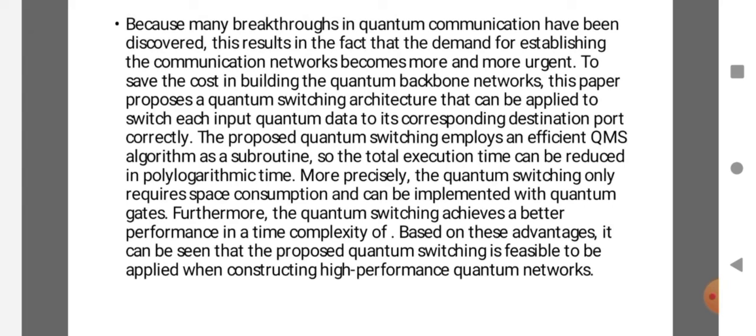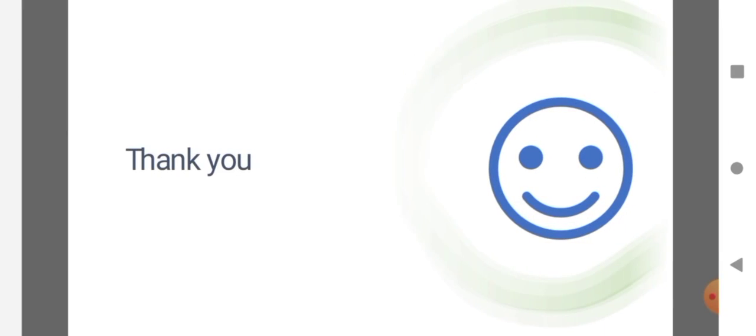More precisely, the quantum switching only requires space communication and can be implemented with quantum gates. Furthermore, the quantum switching achieves a better performance in time complexity. Based on these advantages, it can be seen that the proposed quantum switching is feasible to apply when constructing high performance quantum networks.